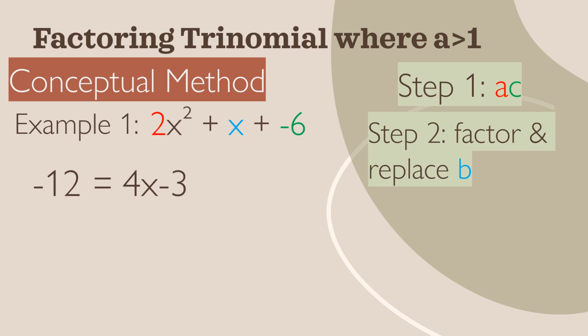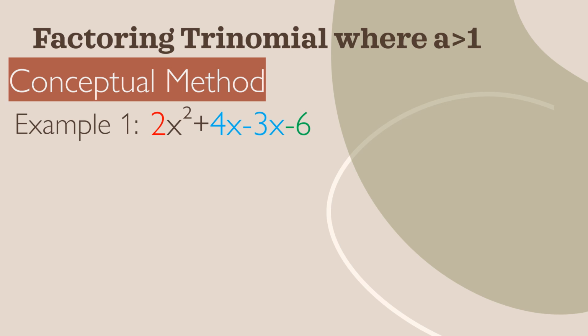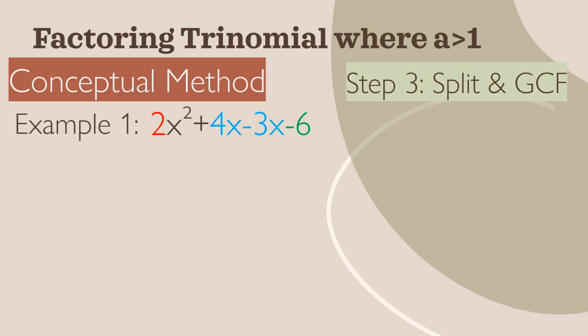What we mean by replace b is that instead of x, we're going to replace it with two terms, in this case 4 and negative 3, but we're going to say 4x and minus 3x. Our third step is to split and find the GCF. We're going to split this right down the middle, in between the two terms that we just added.